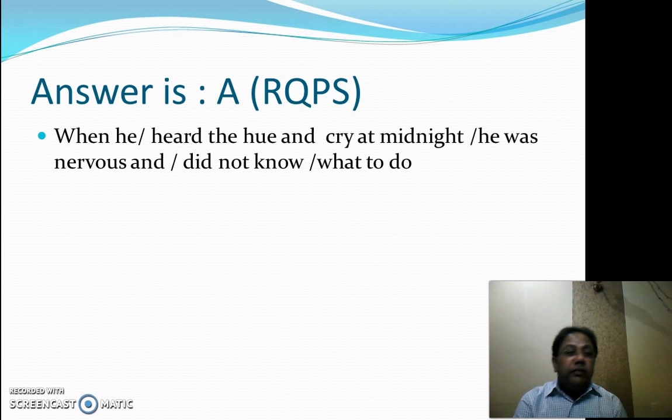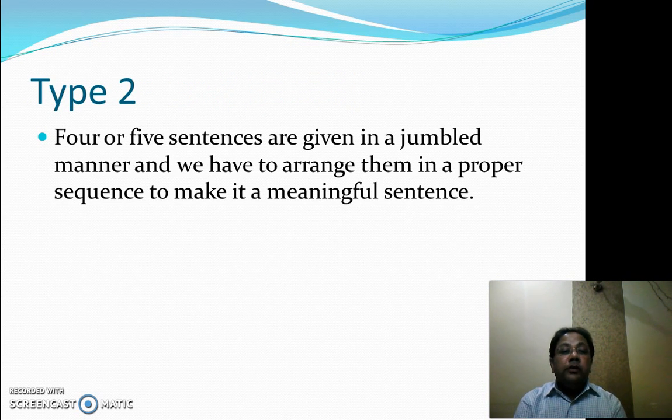this refreshes our first session. So quickly we will move on to type 2, wherein our task becomes slightly difficult now, because you are not aware of the first sentence. 4 to 5 sentences are given and you have to arrange them in logical sequence. And many a time you're given 6 sentences as well.